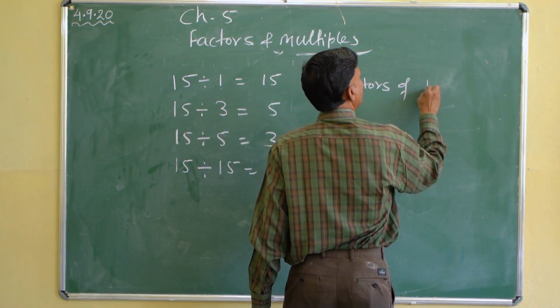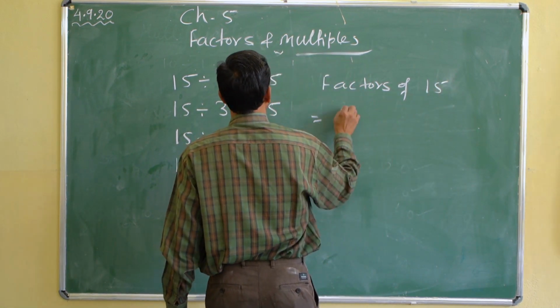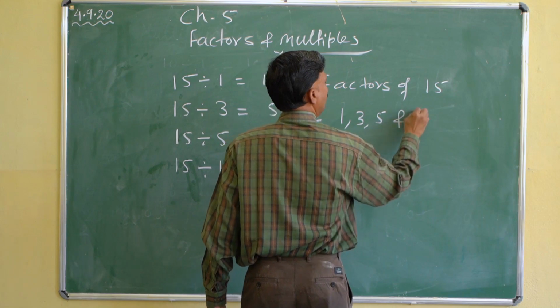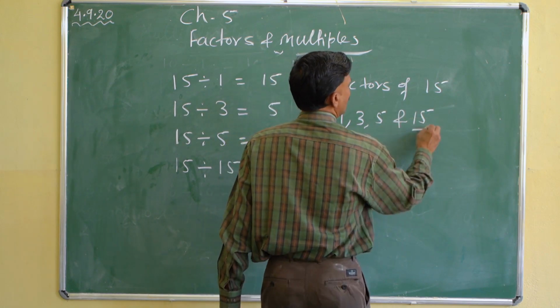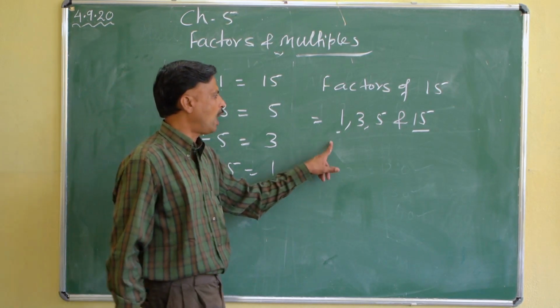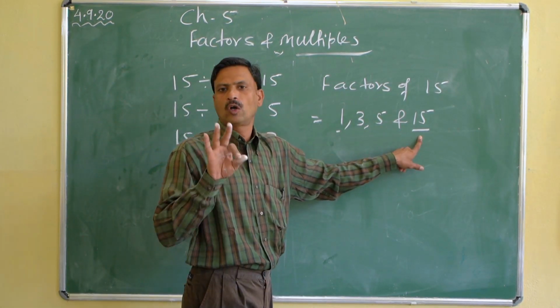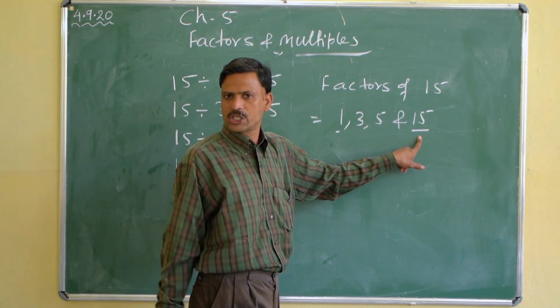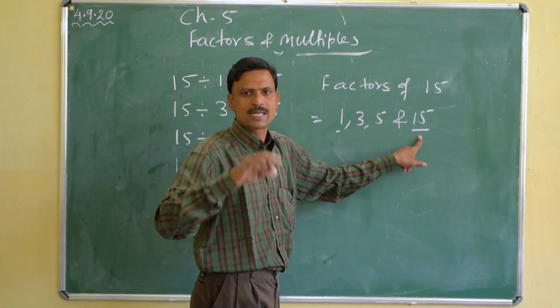Factors of 50, what will come? 1, 2, 5, 10, 25 and 50 itself. You will see that when we find all the factors of a number, 1 and the number itself will always be there, because 1 is a factor of each number, and the number itself.